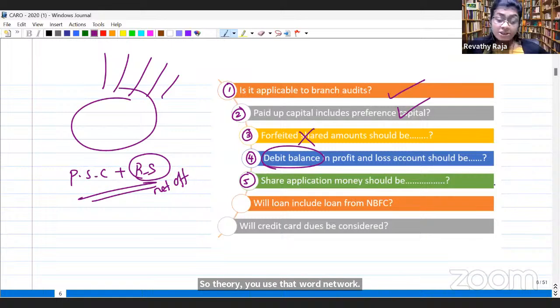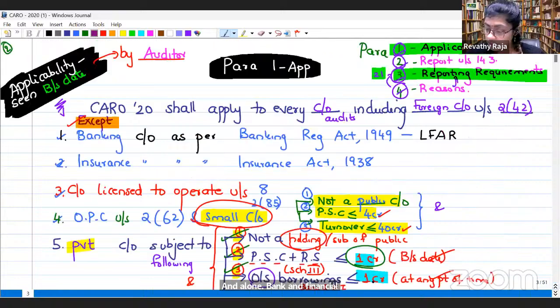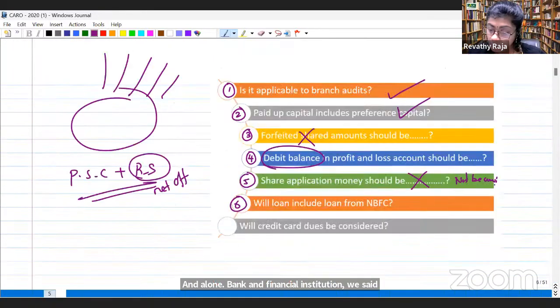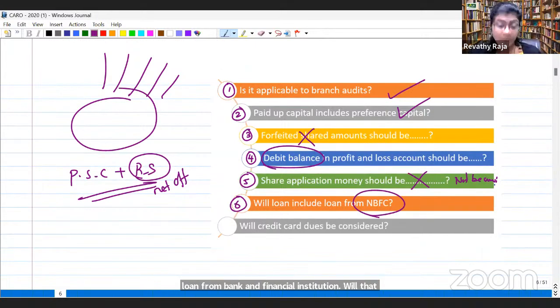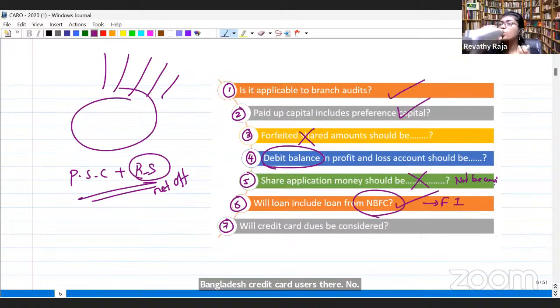The share application money. What should be done? At share application money, unless it is allotted, will it form part of paid up capital? No. So it should not be considered. It won't be there. Loan from bank and financial institution, we said no. Will that loan include loan from NBFC, non-banking financial company like Muthoot, Manappuram? Answer is yes. NBFC is also a financial institution. Will credit card dues be considered? Bank credit card dues. Will that be taken as a part of loan? Credit card dues will also form part of borrowings.